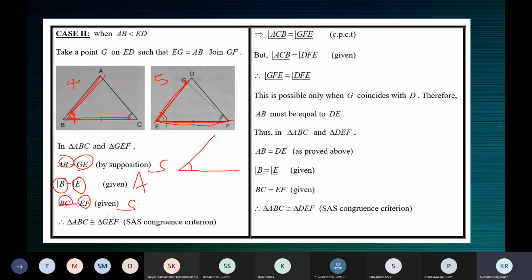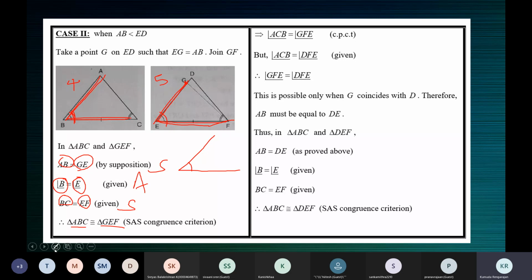Now that they are congruent, their corresponding angles and corresponding sides must be equal. I've told you how to name the triangles. Use that method and name the triangles in the correct order. Take AB, BC, ABC; GE, EF, GEF. So ABC is congruent to GEF by the SAS congruence criterion.